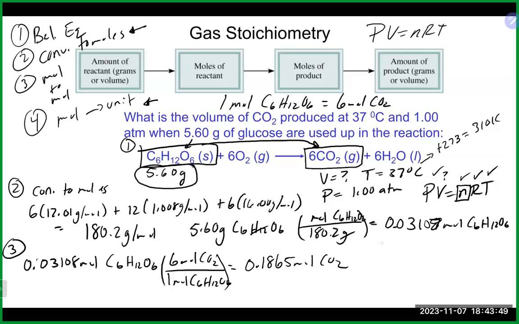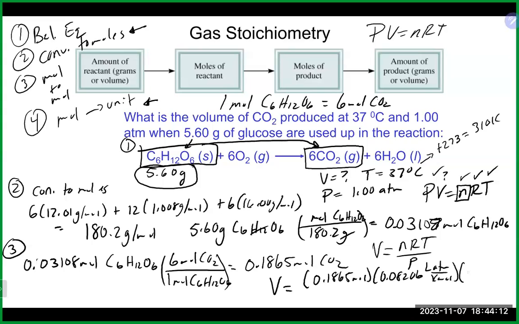And at that point, we can solve for volume. So volume will be nRT divided by P in this case. Putting in our numbers, our volume will equal our moles, 0.1865, our gas constant, our temperature, which has been converted to Kelvin, and that's all going to be divided by our pressure, which in this case is actually just 1 atmosphere here.